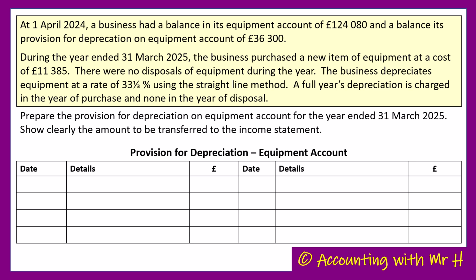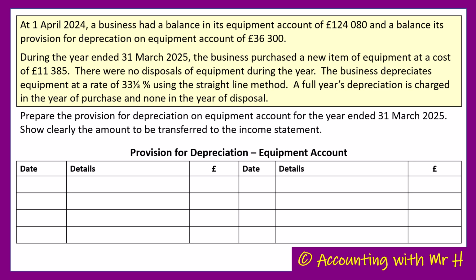At the 1st of April 2024, a business had a balance in its equipment account of £124,080 and a balance in its provision for depreciation on equipment account of £36,300. During the year ended 31st of March 25, the business purchased a new item of equipment at a cost of £11,385. There were no disposals of equipment during the year. The business depreciates equipment at a rate of 33.33% using the straight line method. A full year's depreciation is charged in the year of purchase and none in the year of disposal.